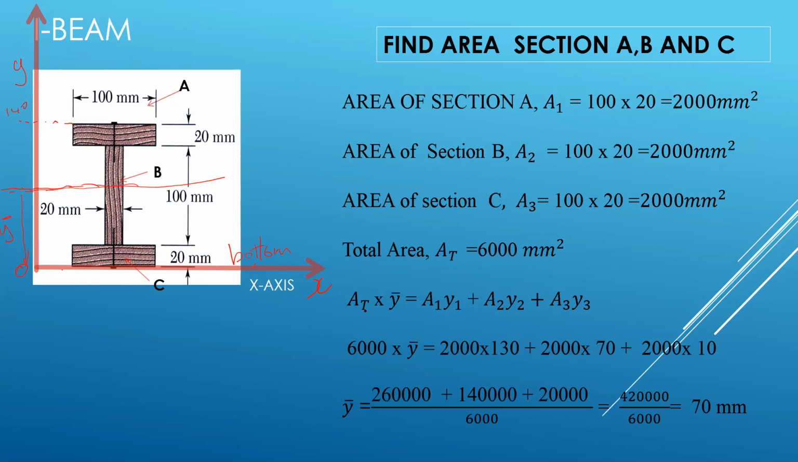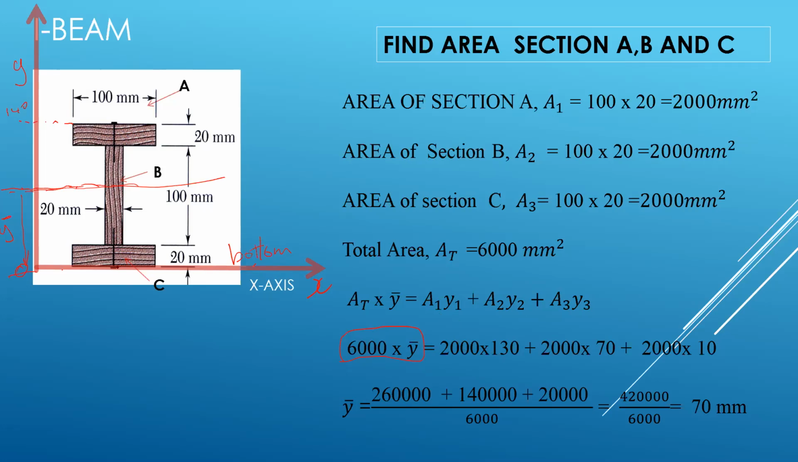So this formula is saying AT times y bar is equal to the first area times y1 plus the second area, A2 times y2, and so forth. Let's look. The first one we know is a given: it's the total area of the beam times this distance here. What about the second one? The second one is going to be A1 times 130. The first area is 2000, right?